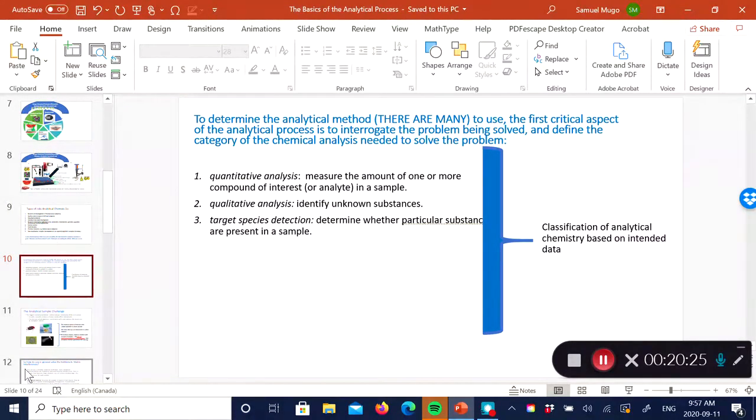So just to conclude, again, analytical chemistry can be divided into those categories, based on the problem that you're solving: quantitative analysis and qualitative analysis. Okay.